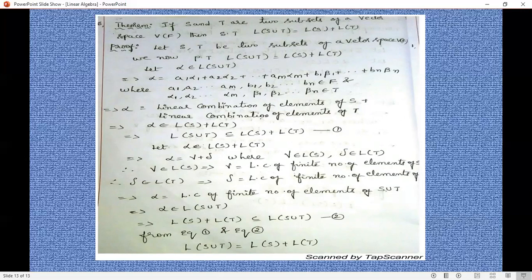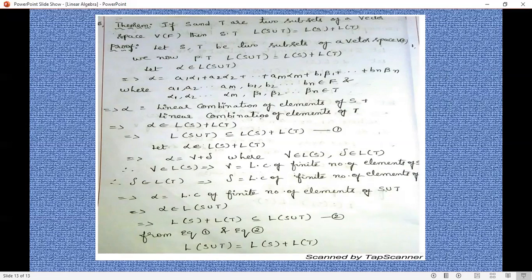Did you understand? We are taking the element alpha in L of S union T, a linear combination of S union T. Therefore, alpha equals a linear combination of S and a linear combination of T. Implies alpha equals a linear combination of elements of S plus a linear combination of elements of T, implies alpha equals L of S plus L of T. That means alpha belongs to L of S plus L of T. Already we took alpha in L of S union T, implies L of S union T is contained in L of S plus L of T. We take this as equation 1.